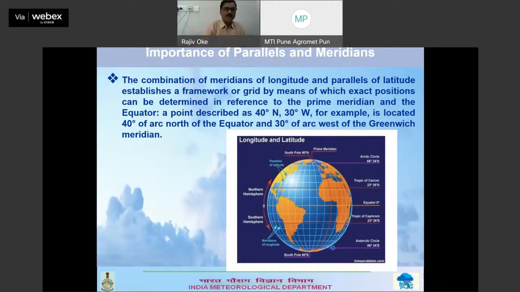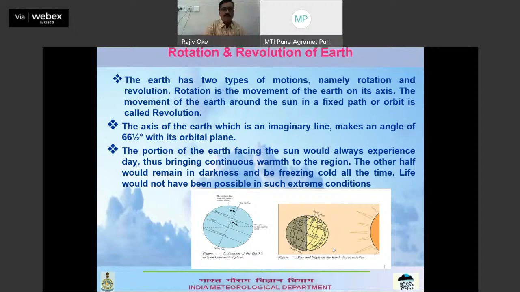The rest of the parameters which we are discussing, the climatic features, the temperature, pressure, and winds, change due to the rotation and revolution of the Earth also. What we observe in the meteorological observatory is the reading of the instruments and taking note of it. But why is it happening? The reason behind it I will explain a little bit.